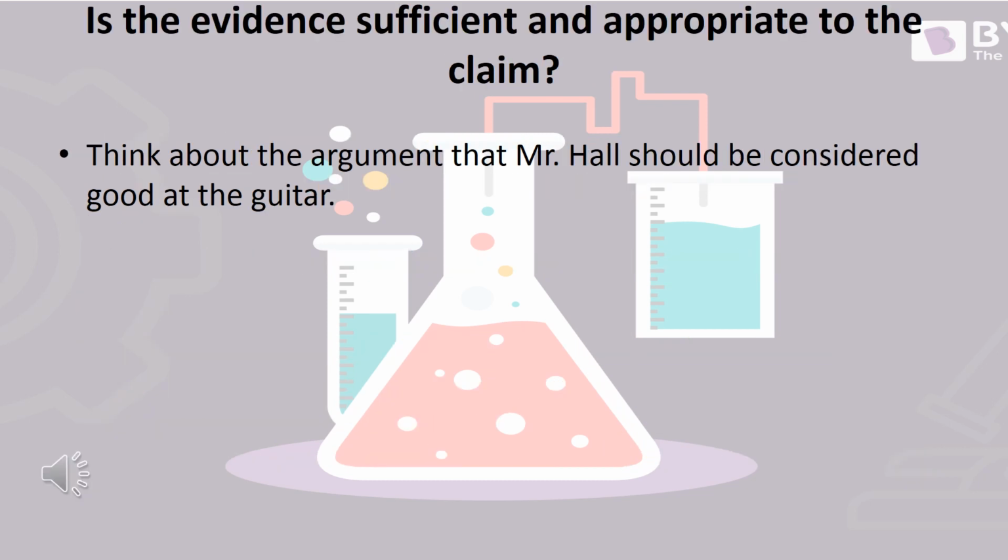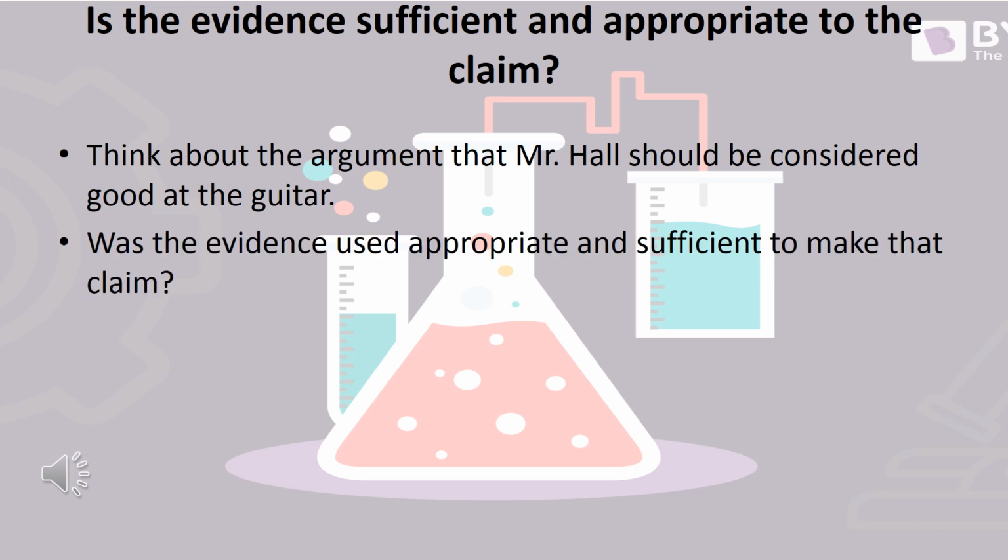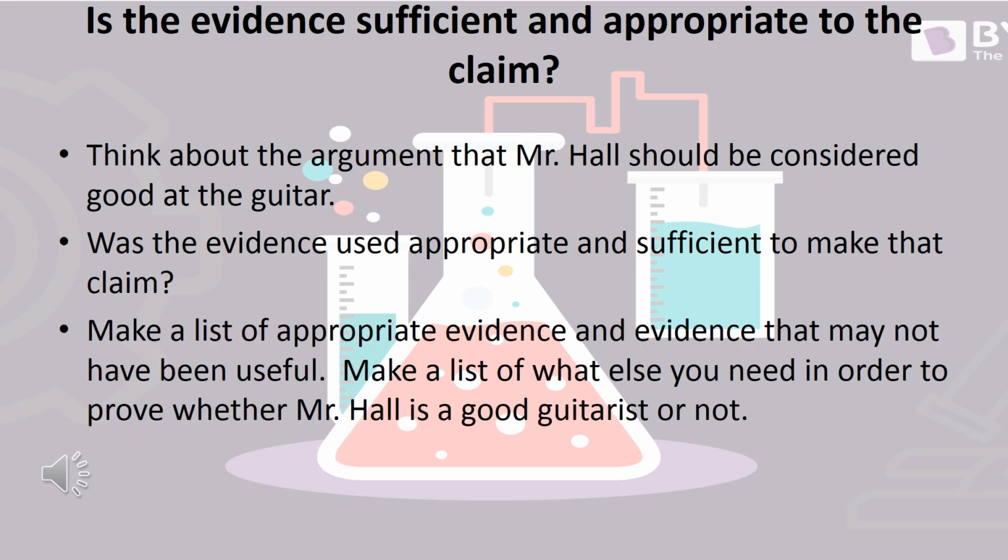As we continue, consider what information you know about Mr. Hall and his guitar. Was the evidence used appropriate and sufficient to make the claim? Now, what I want you to do is consider all of the things that you know and make a list of the appropriate evidence, and then evidence that may not have been useful, and then make a list of the evidence that would have been helpful to determine whether Mr. Hall is good at guitar or not.